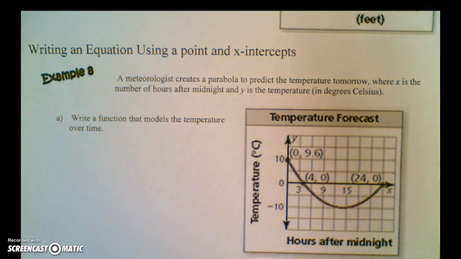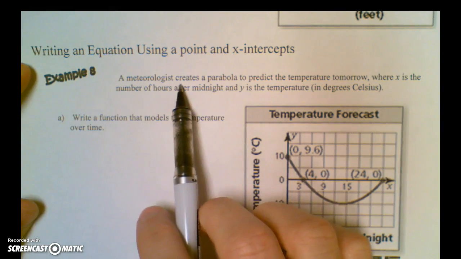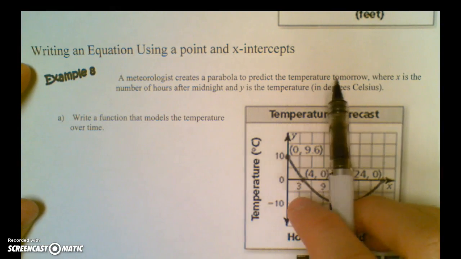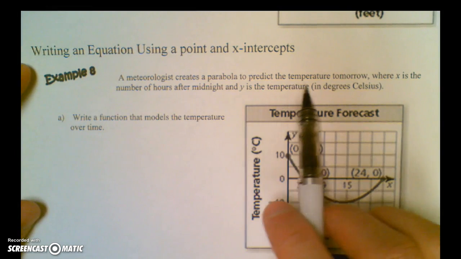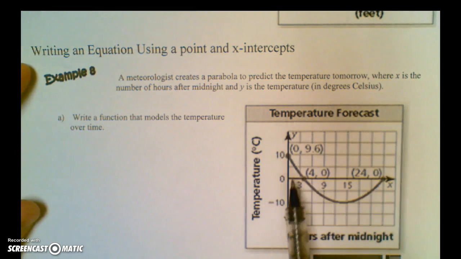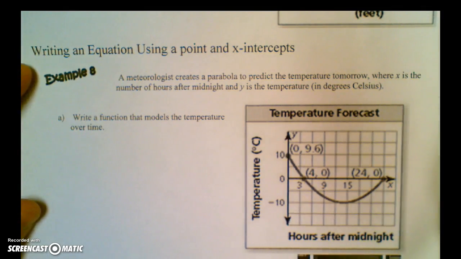Alright, here's example 8 from Unit 2 Quadratics on day 2. For this one we're going to write an equation using a point and x-intercepts. Example 8 says, a meteorologist creates a parabola to predict the temperature tomorrow, where x is the number of hours after midnight and y is the temperature in degrees Celsius. So x is your hours and y is your temperature in Celsius.